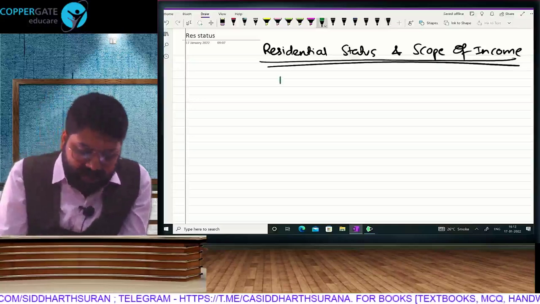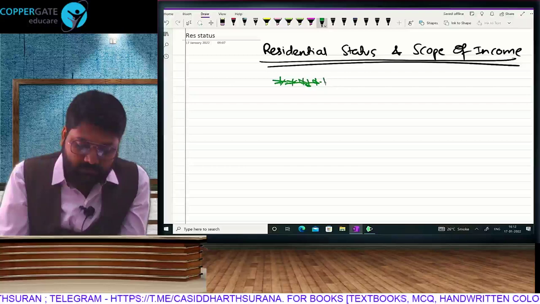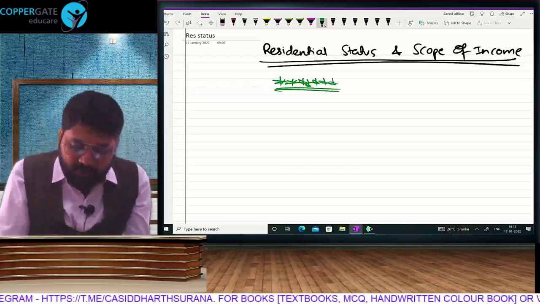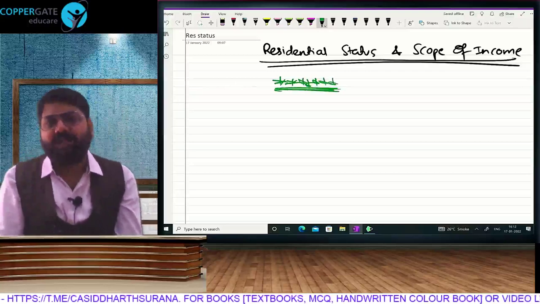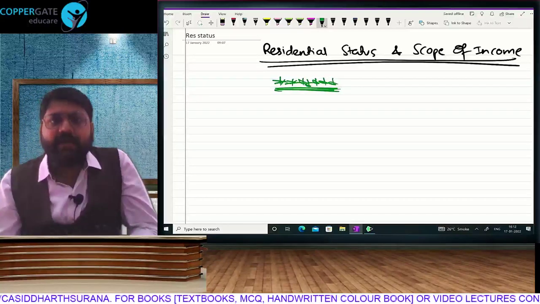Give this as many stars as you want. This is one of the most important concepts of international tax.